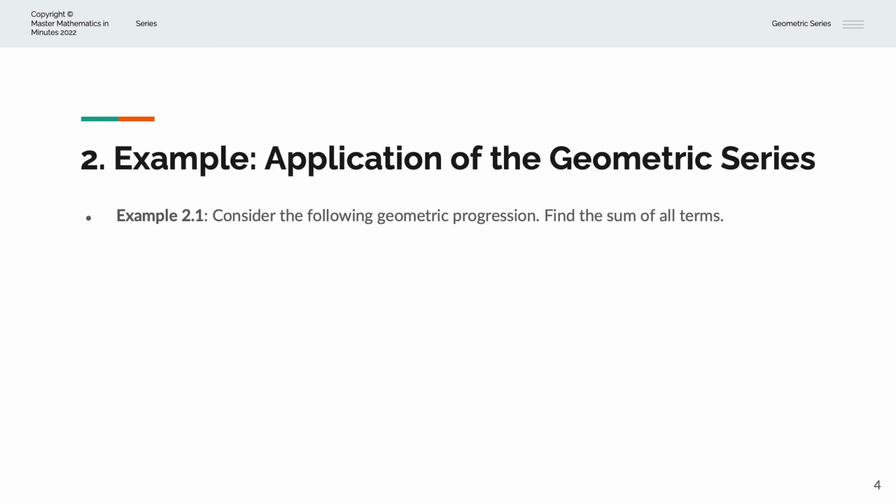In the first example, we're given the following geometric progression: 2, 4, 8, 16, 32, and so on. And we're asked to find the sum of all of these terms. So, with a equal to 2 being the first term, and the common ratio r equal to 2, because 2 times 2 is 4, 4 times 2 is 8, and so on. And we have a total number of 7 terms in this progression.